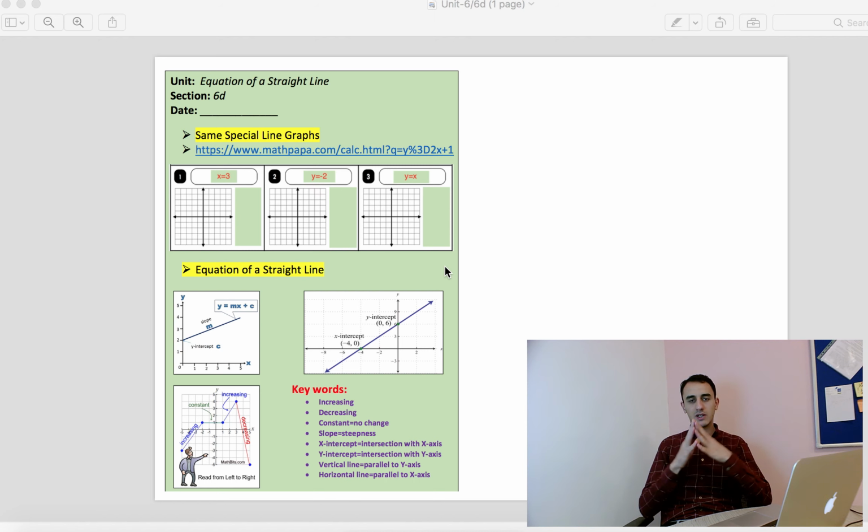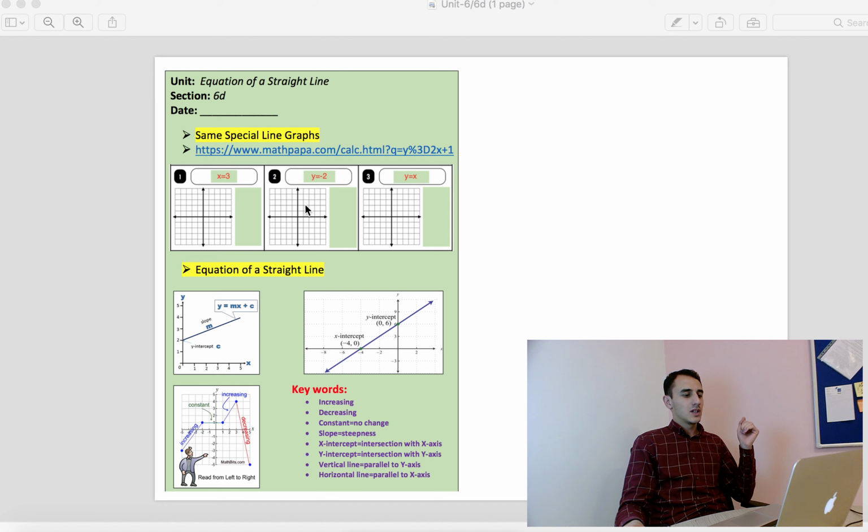So today we are going to talk about the line graphs and then about its equation. So let's get started. Before starting talking about the equation of the straight line, I want to introduce you some special line graphs.